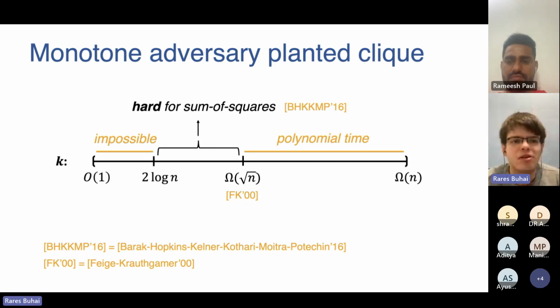So overall, with this monotone adversary, the landscape looks exactly the same as planted clique. It didn't make the problem harder. We can still solve it when K is at least root n.